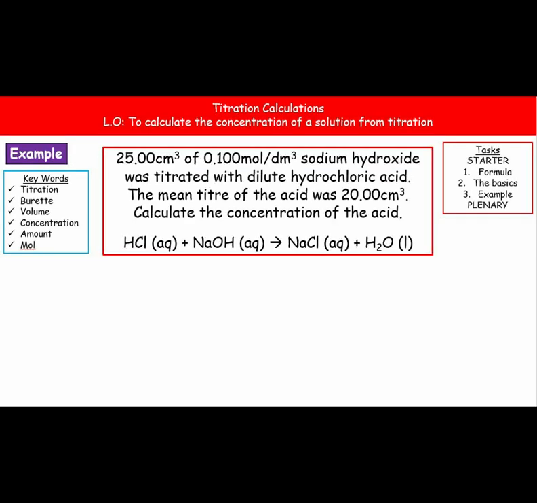So what could this question look like on our exam? Well, here's our example, so I'd suggest we jot this one down, unless of course you've already grabbed the PowerPoint off my website. So 25 centimeters cubed of 0.1 mole per decimeter cubed sodium hydroxide was titrated with dilute hydrochloric acid. The mean titre of the acid was 20 centimeters cubed. Calculate the concentration of the acid. And then we've got the balanced symbol equation underneath.